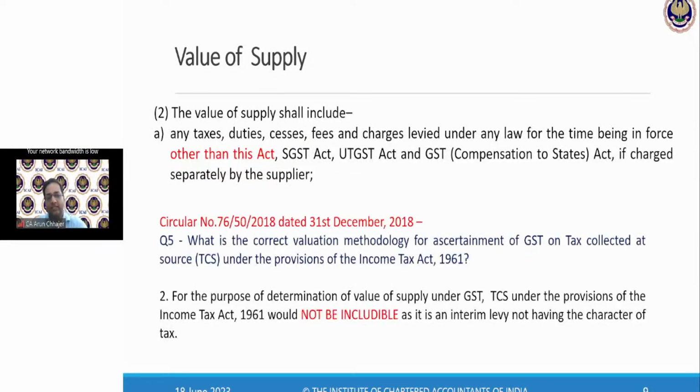This is Circular 76, in which they gave the answer in question number 5, that for the purpose of determining the value of supply under GST, TCS would not be included as it is an interim levy and does not have the character of taxes.